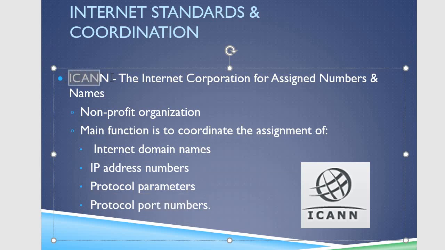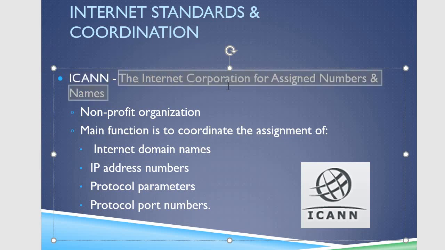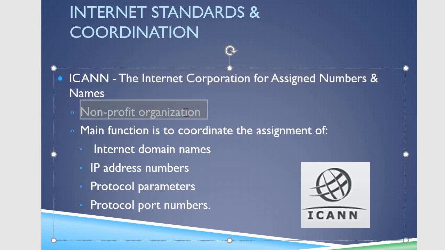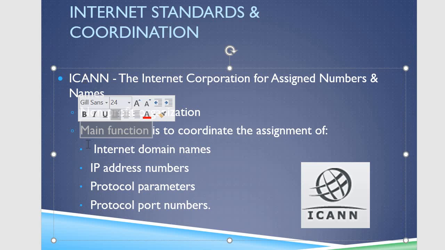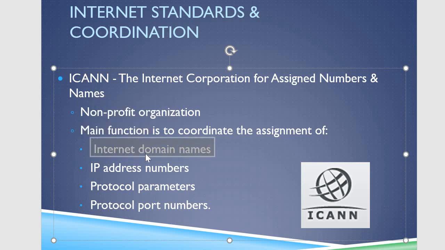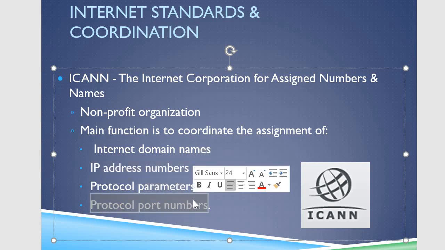ICANN, it is an internet standard. So what is this ICANN? The Internet Corporation for Assigned Numbers and Names. Actually, it is a non-profit organization. So what are the main functions this ICANN is doing? Internet domain names, IP address numbers, protocol parameters, protocol port numbers.